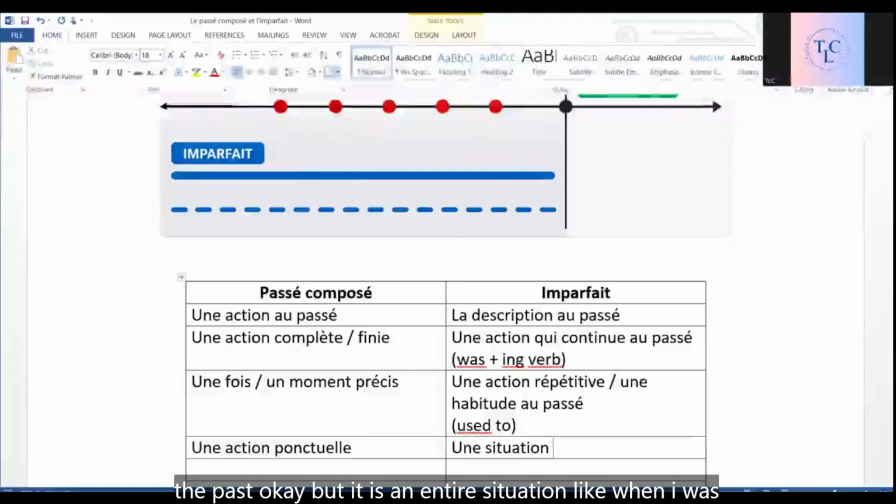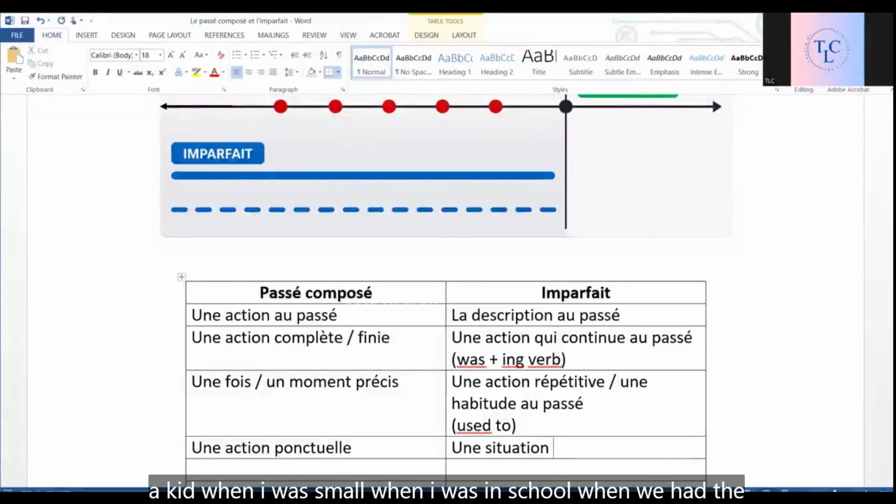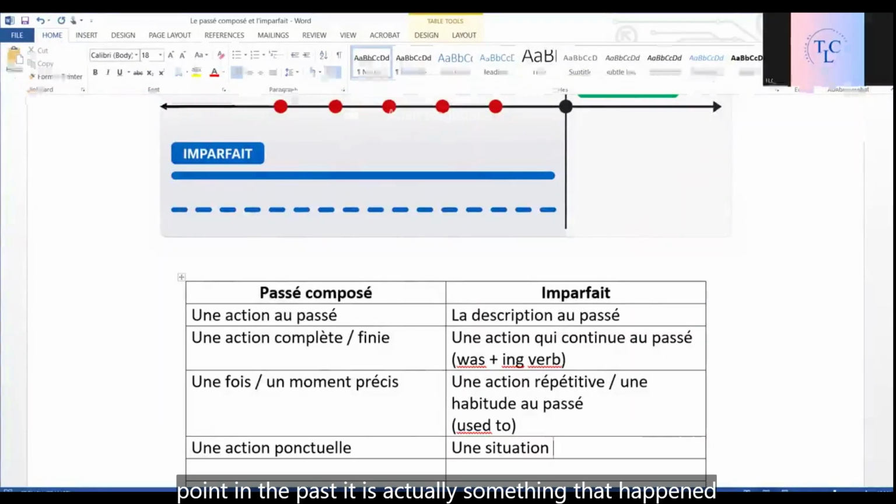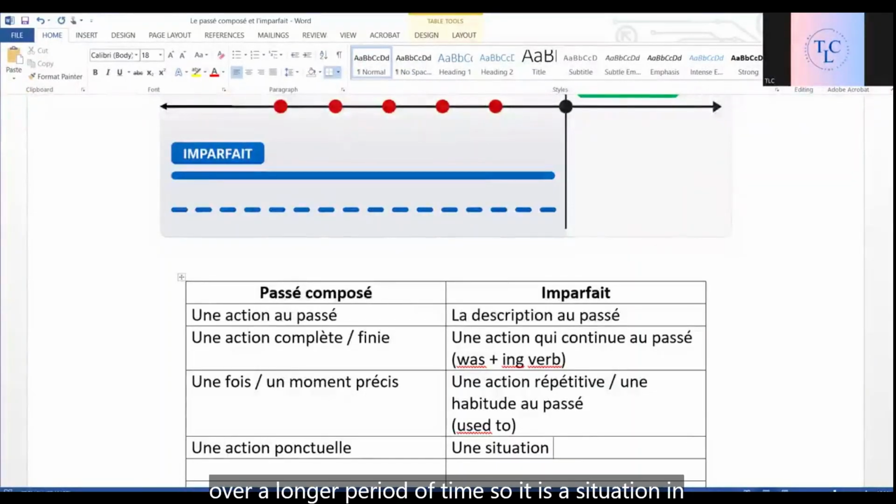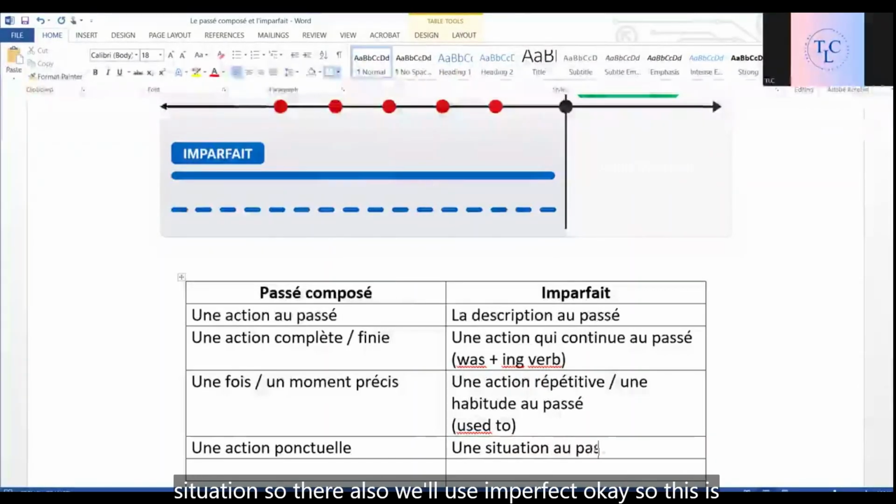Like when I was a kid, when I was small, when I was in school, when we had the pandemic, right? When I was in Paris. So that is not one small point in the past. It is actually something that happened over a longer period of time. So it is a situation. Une situation au passé. So there also we'll use imperfect.